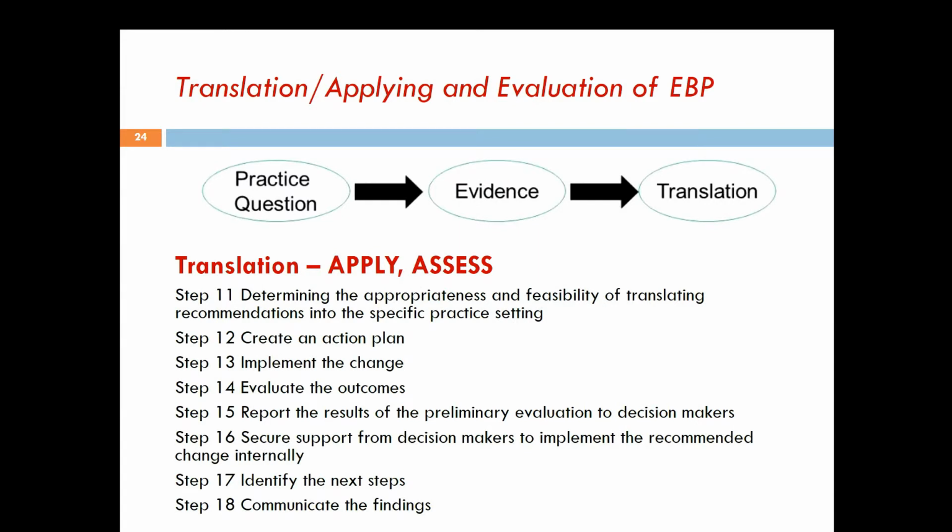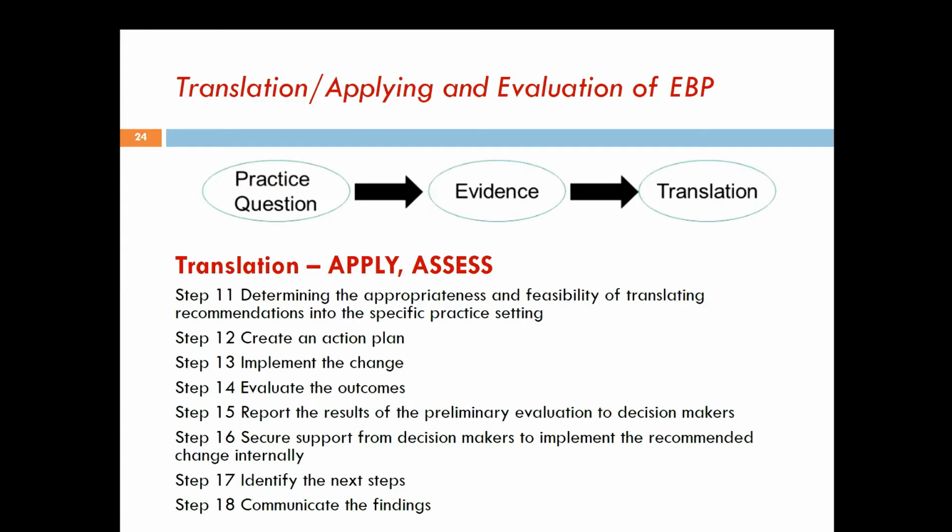Now, we have talked about asking the questions, searching, assessing, or evaluating the evidence. And now we go to the part that most people are excited about, translation. Implementing the intervention, or starting to do the research if you are asking for evidence-based research. Translation has 11 to 18 steps. Let's run through the steps first, and then we will go into detail on each one.